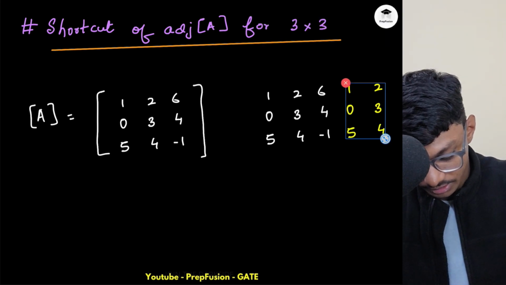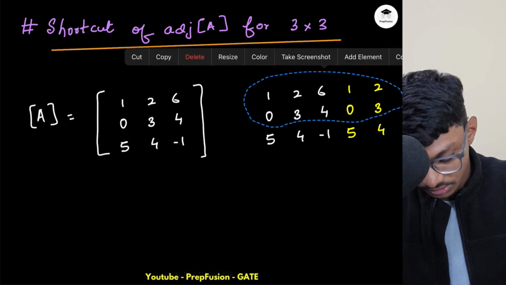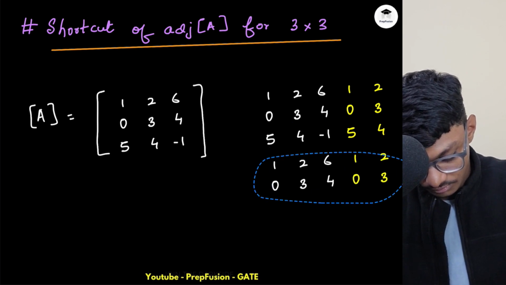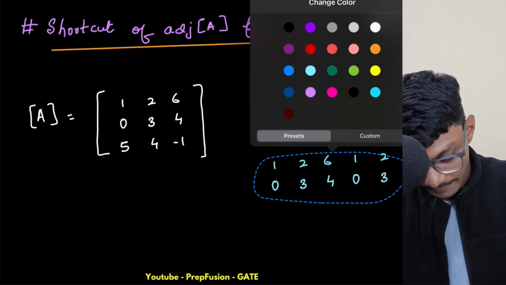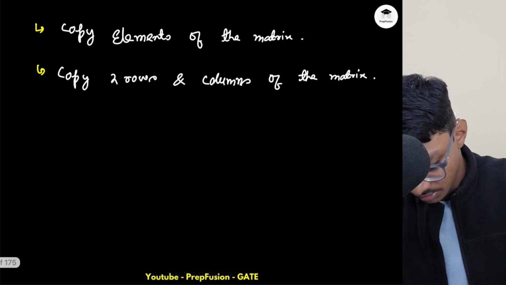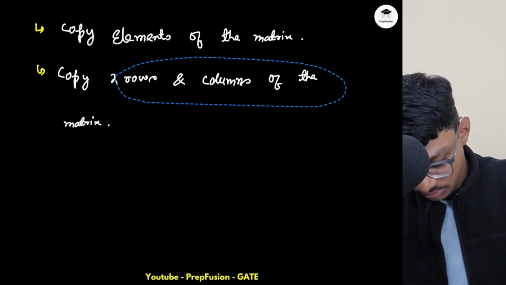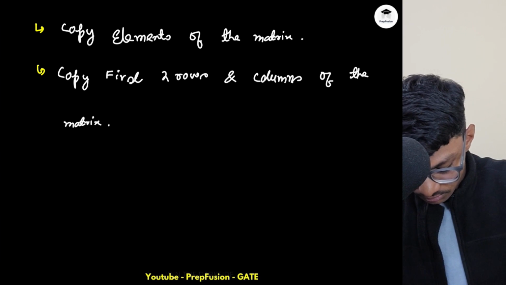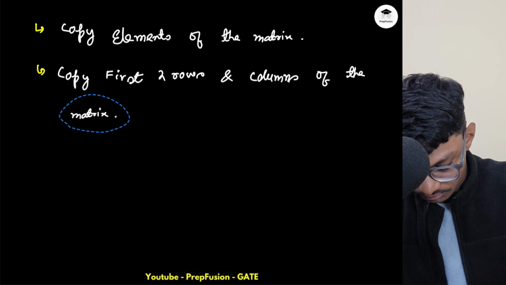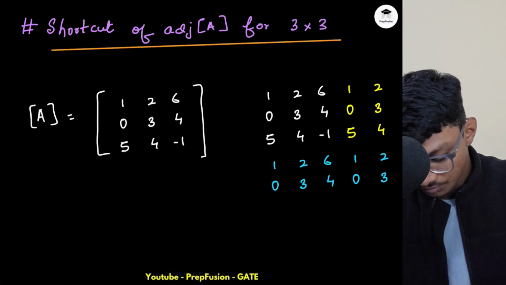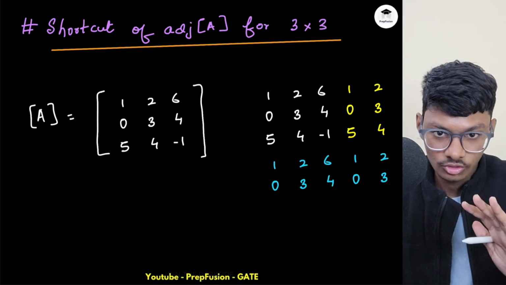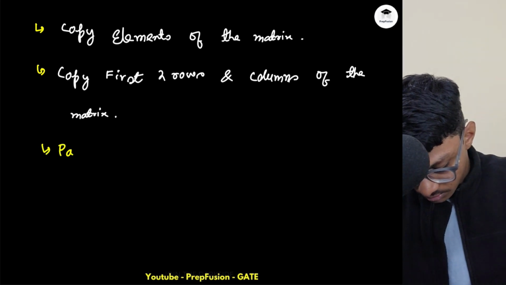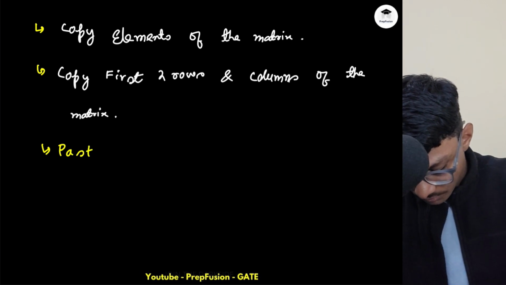Let me color this differently so that you will be able to understand. And I will copy the first 2 rows and first 2 columns, right? And this is the copy. I should write here first 2 rows and first 2 columns. Copy the first 2 rows. Okay, so then what you do, basically you cross off the first row of the matrix, paste it to the end. Okay, I should write this in white.